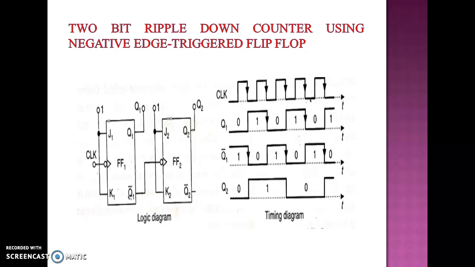Again we apply the fourth clock pulse. Q1 changes from 1 to 0 and Q1 bar changes from 0 to 1. This positive going signal at Q1 bar does not affect flip-flop 2. Q2 remains 0. Hence, the state is 0 0.